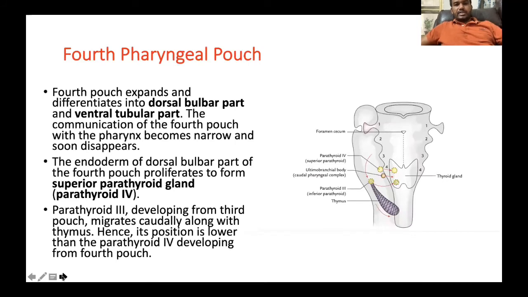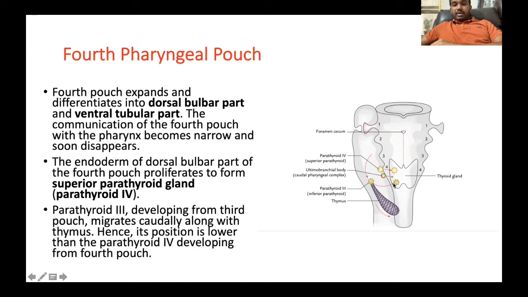Coming to the fourth pharyngeal pouch, it expands and differentiates into a dorsal bulbar part and a ventral tubular part. The communication of the fourth pouch with the pharynx becomes narrow and soon disappears. The endoderm of the dorsal bulbar part of the fourth pouch proliferates.